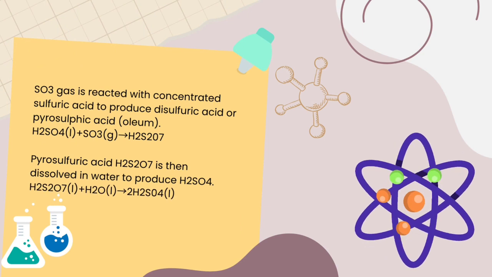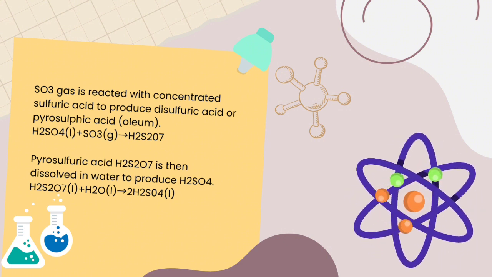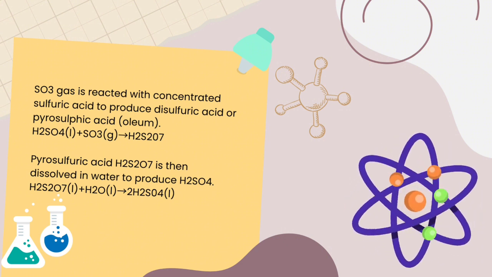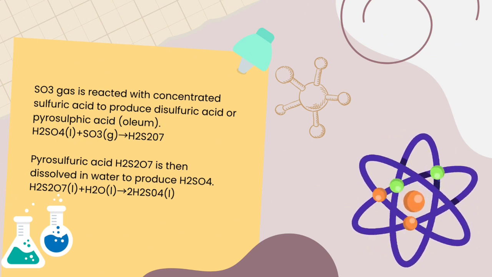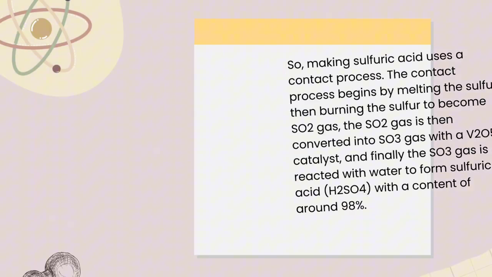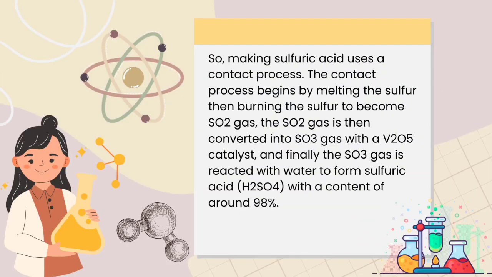Sulfur trioxide gas is reacted with concentrated sulfuric acid to produce disulfuric acid, or pyrosulfuric acid. Pyrosulfuric acid is then dissolved in water to produce sulfuric acid. So, making sulfuric acid is a contact process.